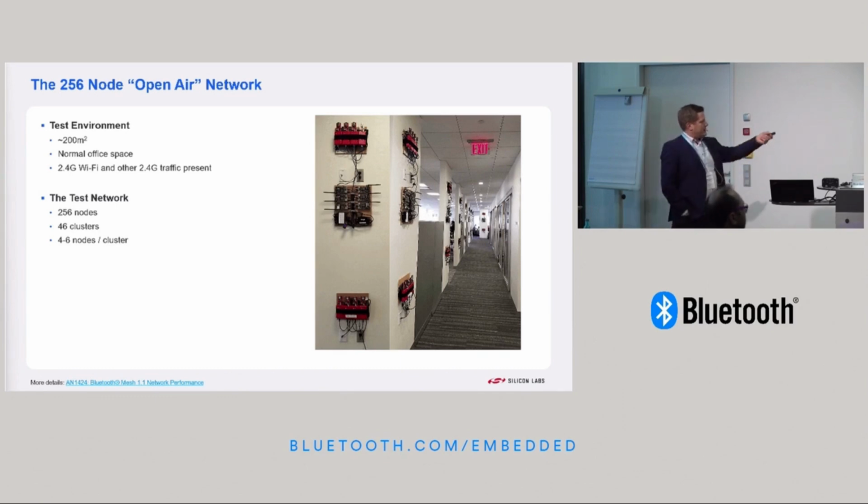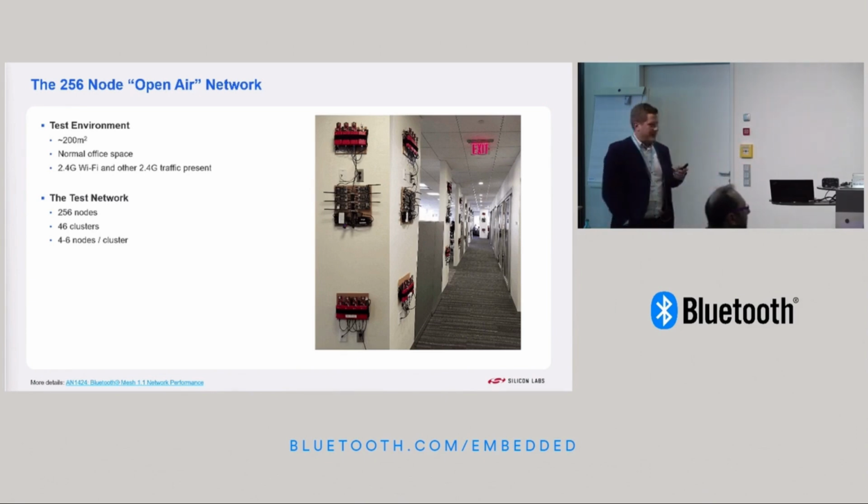So in this testing, we had 256 nodes. They're in 46 clusters. You can see a cluster over here is about 6 nodes, packaged as one. And they get distributed to various locations in the office. So that's what we use for the OTA performance testing.